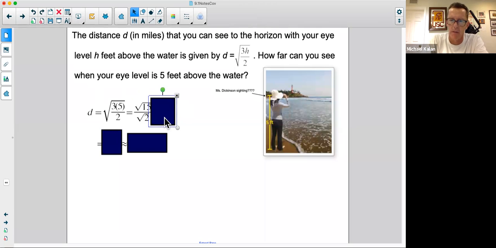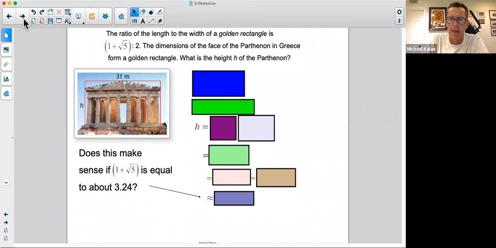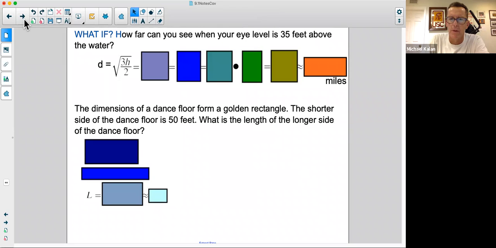And hopefully you said, well, I'll rationalize it by multiplying top and bottom by the square root of 2. In which case I get the square root of 30 over square root of 2 times square root of 2 is 2. Now this is a word problem, so you probably want to go to your calculator at this point, figure out what the square root of 30 is, and then divide it by 2, and that comes out to about 2.74 miles. Okay. All right, awesome. So that means basically when you're down kind of at the ocean like that, and you're looking out about that many miles.